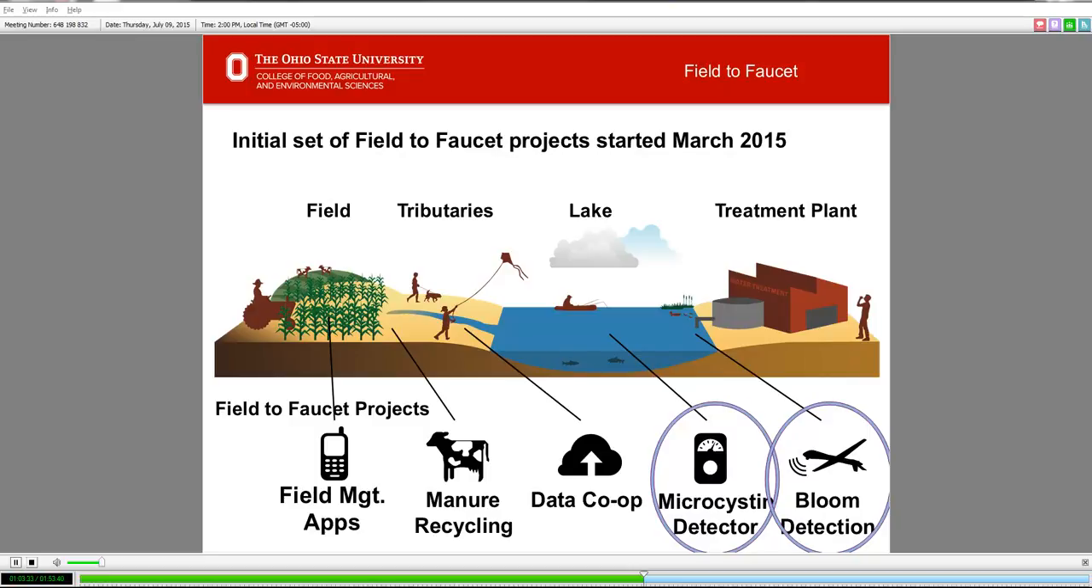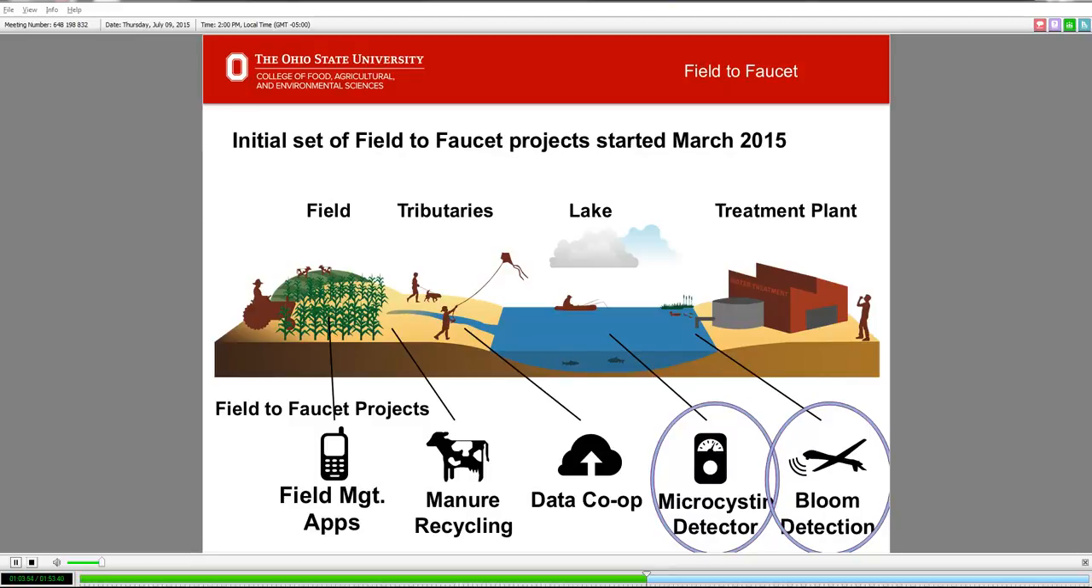Two of the approaches we're following here. One is a microcystin detector, which you can actually put in the water and detect microcystin that way. The other one is bloom detection through UAVs or through satellites. So we have a double-pronged approach to try to develop real-time microcystin concentrations.